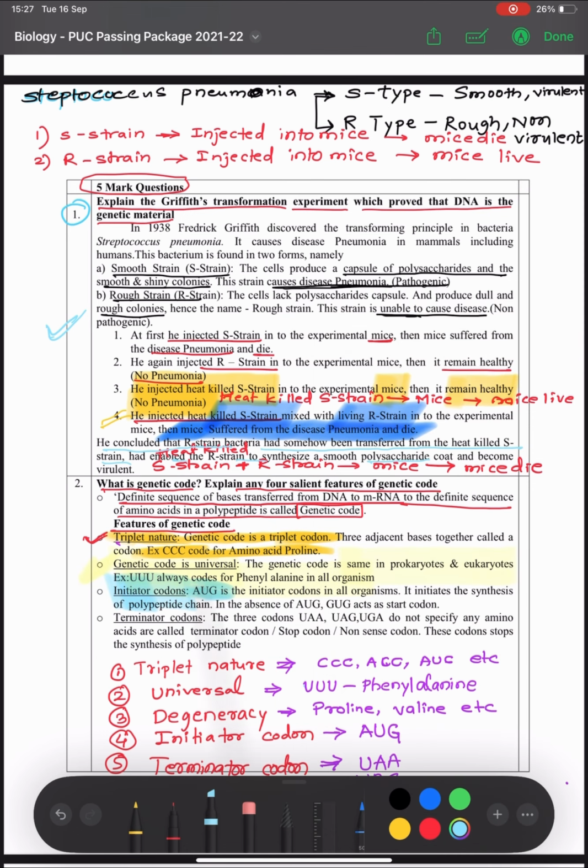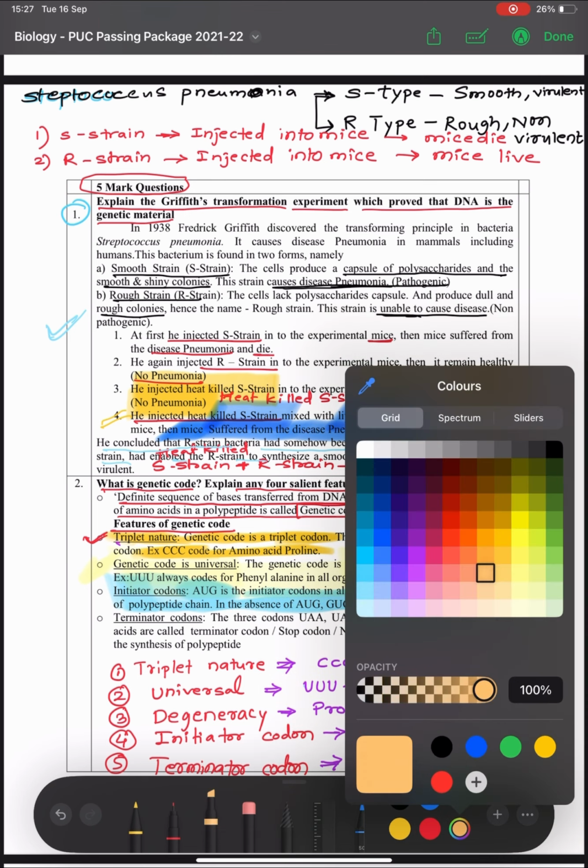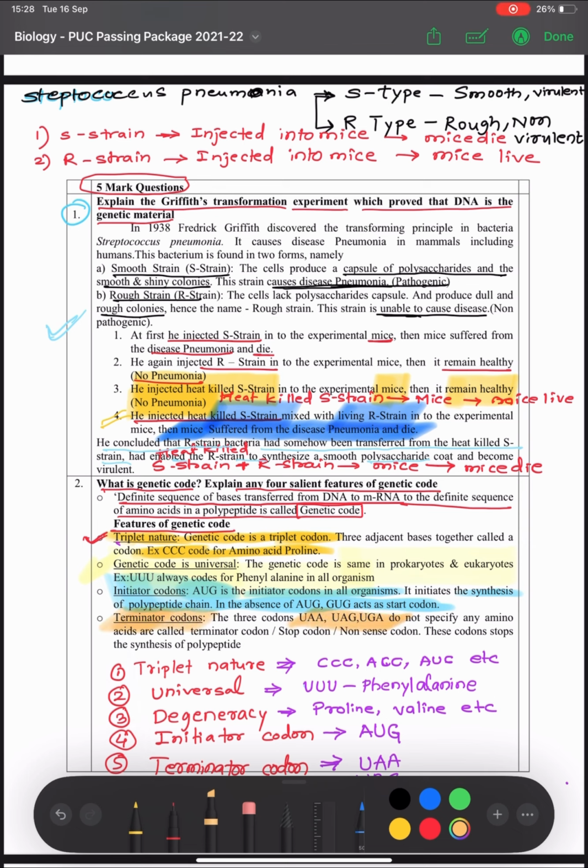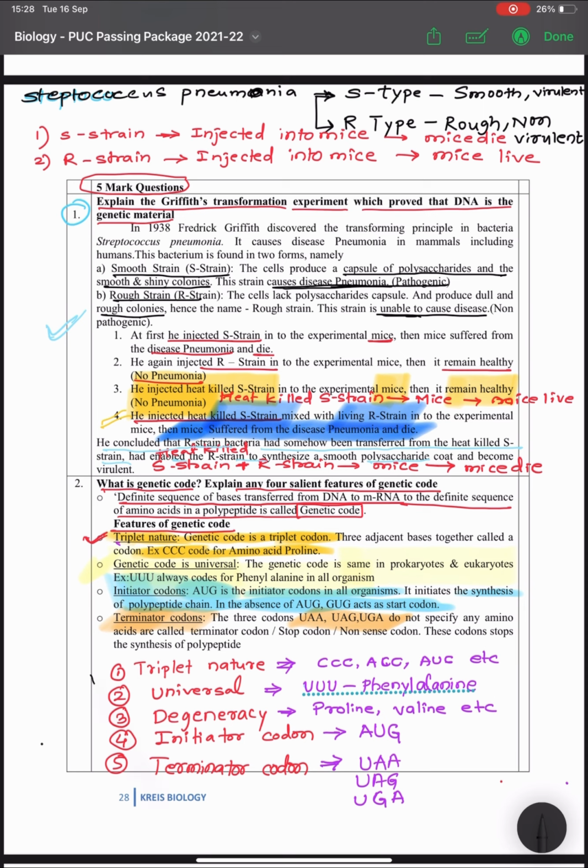So here initiator codon AUG codes for methionine. Then terminator codons, there are 3 codons, UAA, UAG and UGA. So they will stop the process of translation.